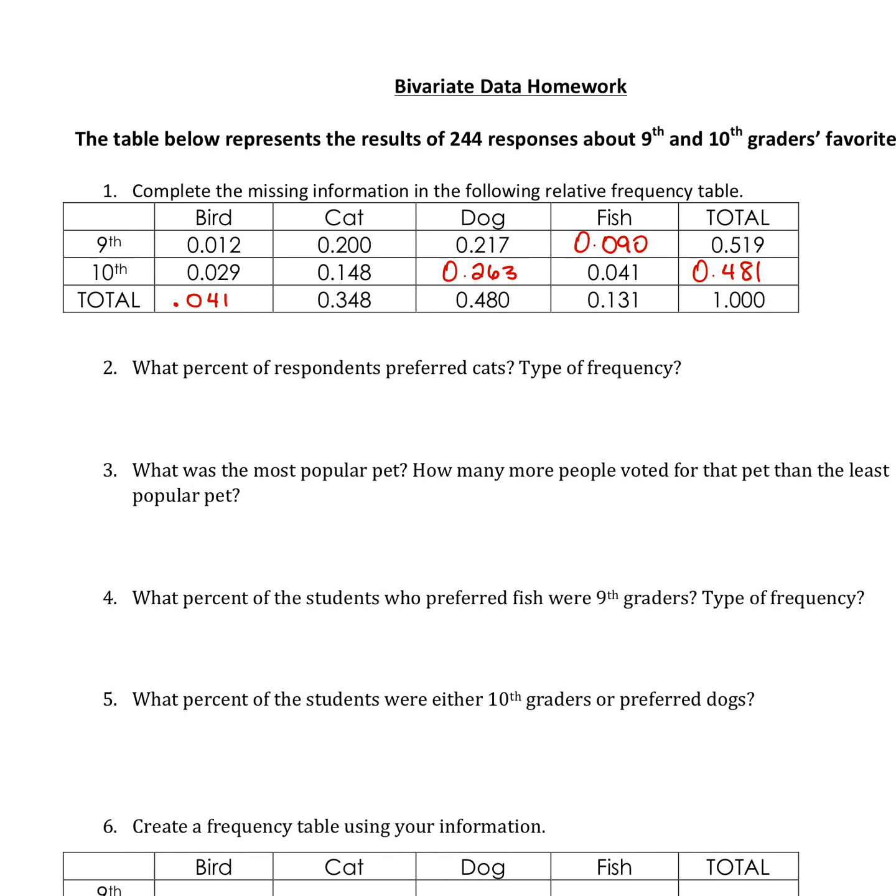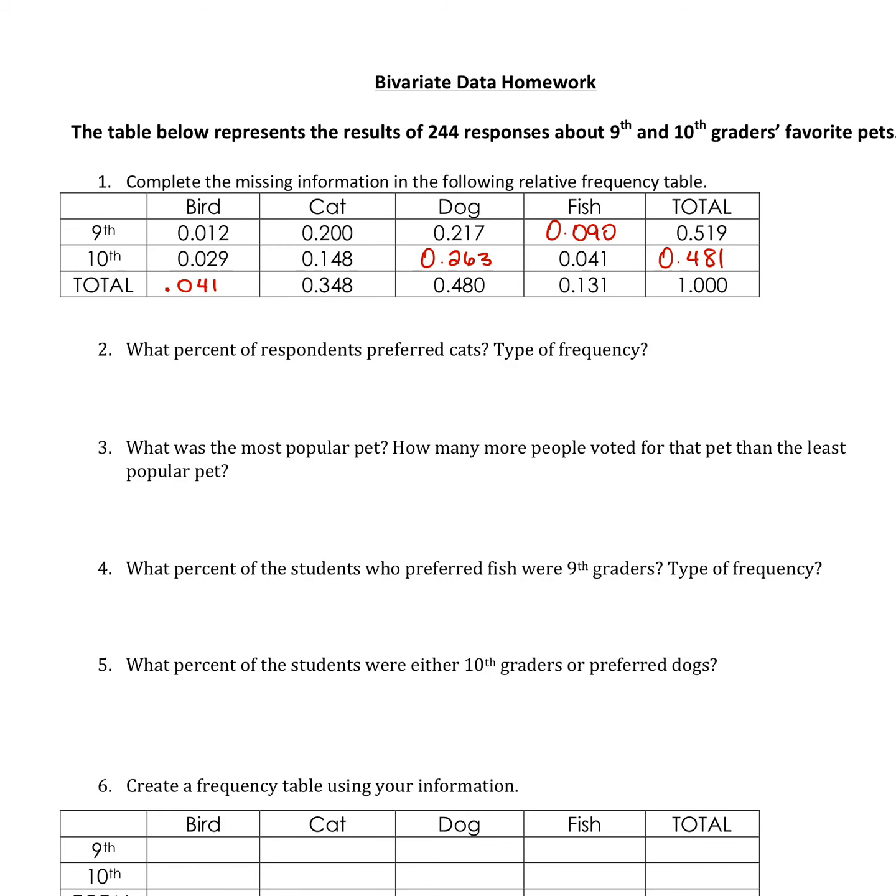Okay, so I've completed my relative frequency table, and we're going to answer these questions. What percentage of respondents preferred cats? So again, we got to read it and make sure what we've got going on. Are we talking about the entire sample space, or are we specifically talking about somebody? Because it wants to know percent of respondents, that's talking about everyone. It wants to know out of everyone how many preferred cats.